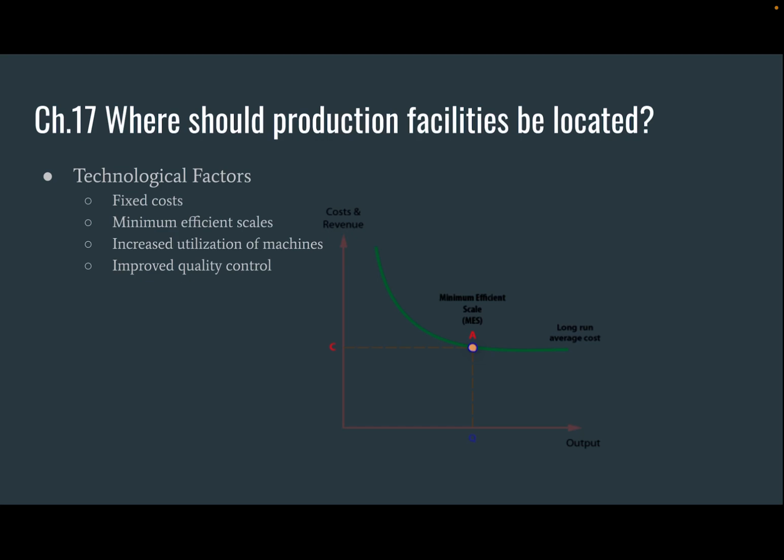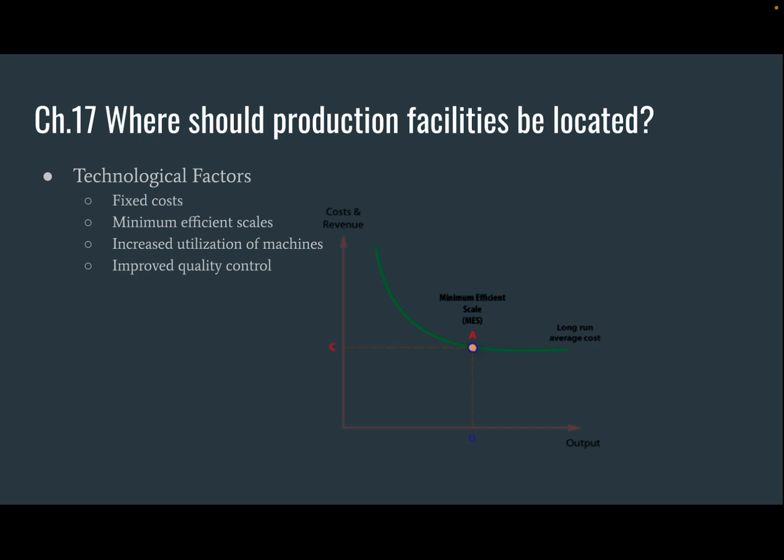MES is basically the lowest point on a curve at which a company can produce their product at a competitive level. If they need to drop their price even more, even slightly, it's going to be unfair for them, and there's not really a market for them, and they should not do business in this area.